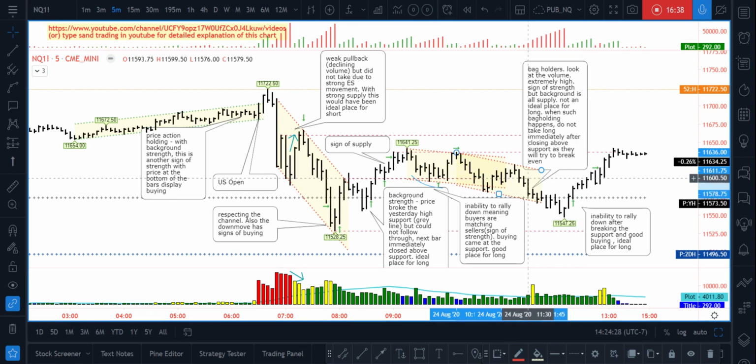So always make sure that you take trades at the structure. When I say structure, I mean yesterday's high, yesterday's low, support, resistance, channel, demand line, supply line. And then read the background conditions.